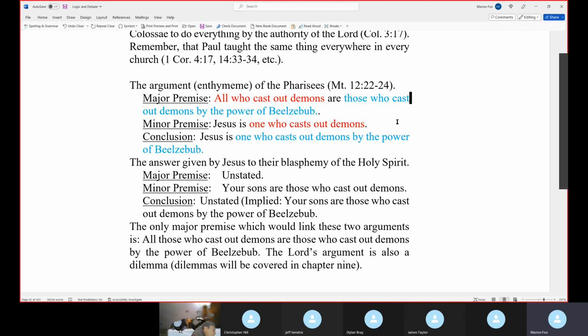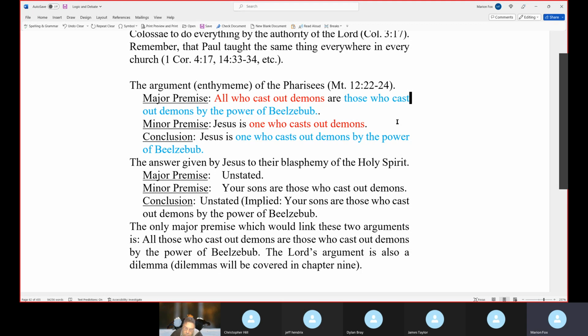Now, Jesus then replies to them, and let's read on. And knowing their thoughts, he said to them, every kingdom divided against itself is brought to desolation, and every house divided against itself shall not stand. So Satan wouldn't cast out demons because he'd be divided against himself. He's given an argument to answer their claim.